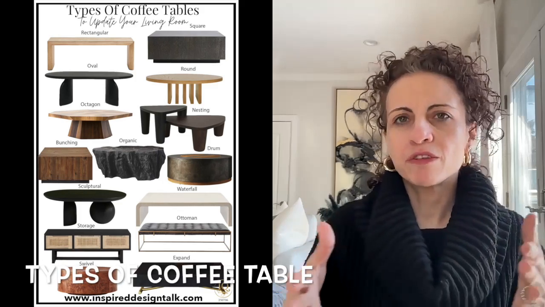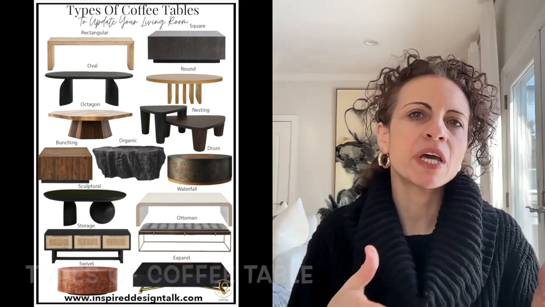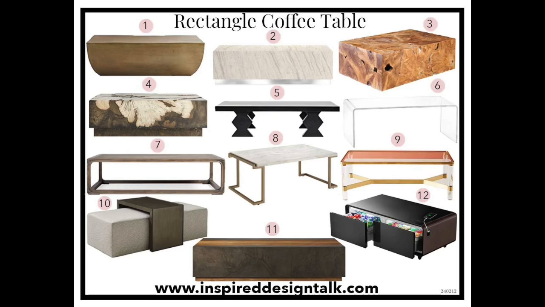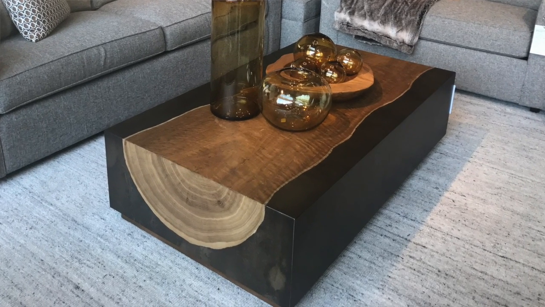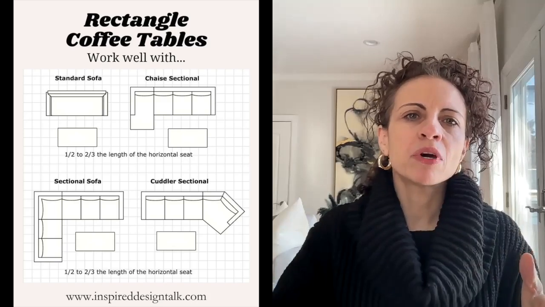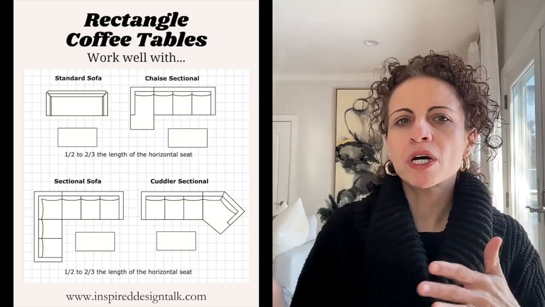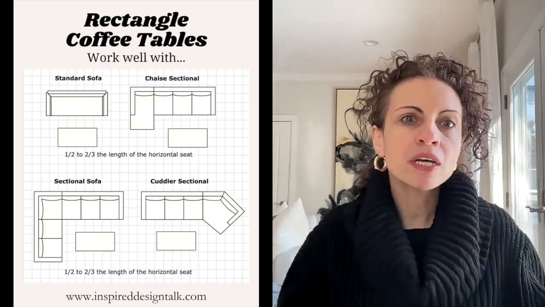Next, we're going to talk about the different types of coffee tables, our shapes, and where we might use them. Up first, we have the classic rectangular coffee table. It is the most popular. It has a linear design that's going to add balance and style to your furniture arrangement. The rectangle coffee table is going to work well with the standard sofa, a chaise sectional, a long sectional, a cuddler sectional. If you have a really wide distance between your two sofas, you can also use two rectangle coffee tables in between, either together or slightly separated. It really maximizes the extent of that open floor plan design.